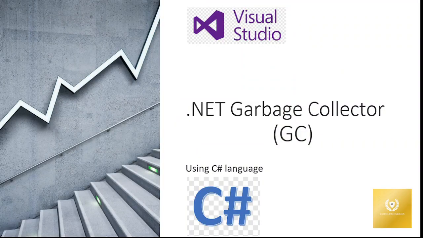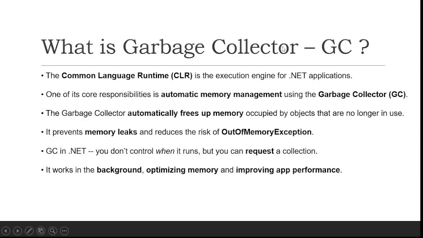In this video, we explore how the .NET garbage collector works, including its generation model, Gen 0, Gen 1 and Gen 2. We will also look at a simple C# code example to see how objects move between generations during garbage collection. Let's get started. Okay, what is the garbage collector?